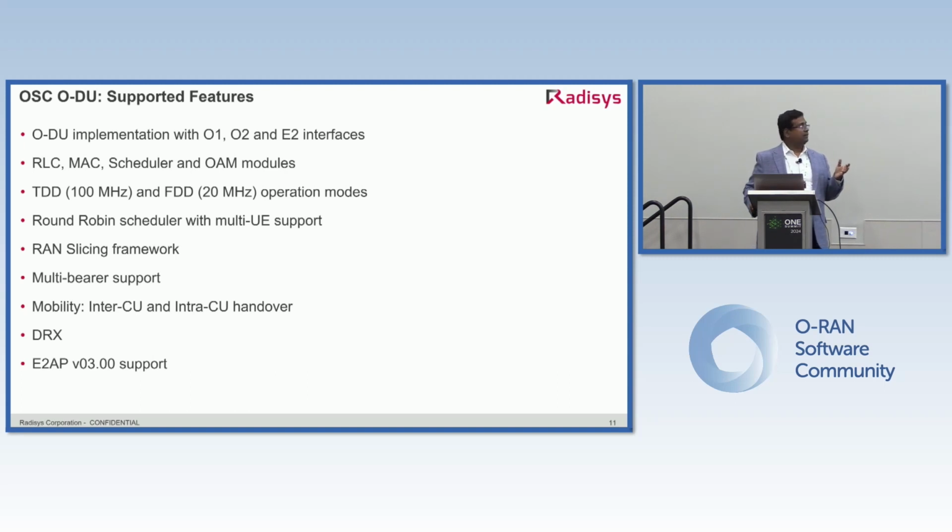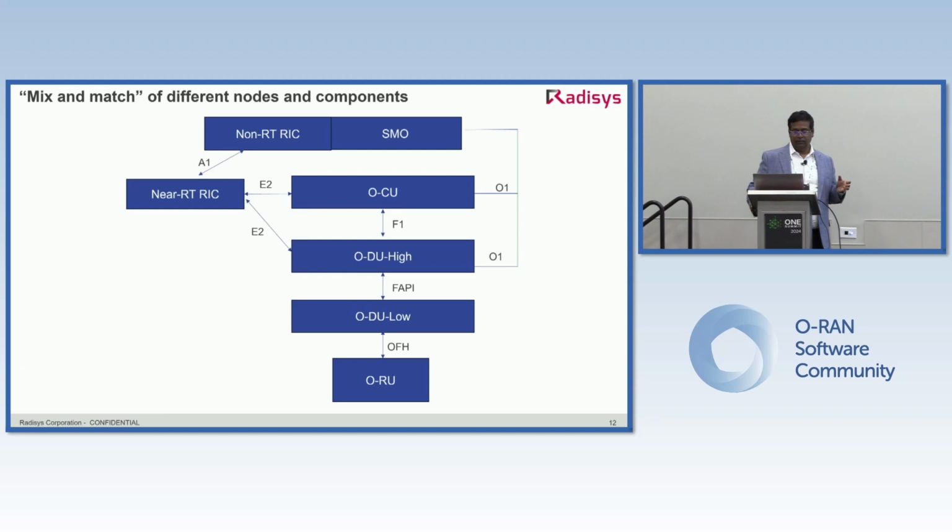So that pluggability of the scheduler is a promising thing for us to play with in this implementation. And we, of course, have multiple other features, including DRX and multi-bearer support, and we have tested a few call flows for some of the simpler xApps with the E2AP support. So this is where we are with respect to the O-DU, and it's all integrated with the O-DU Low as well. We'll talk about it.